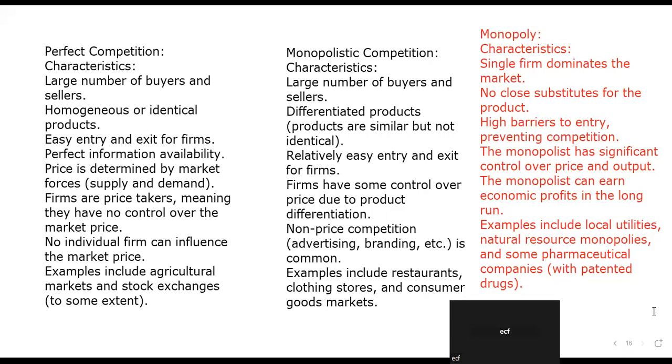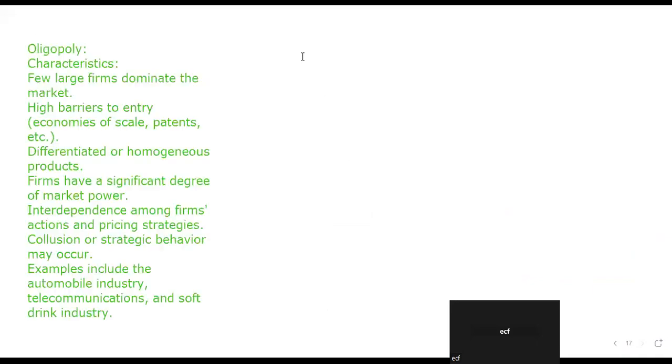And now we go to our topic for the evening, which is an oligopoly. So in an oligopoly, the following is what happens. So oligopoly is a market structure that has few large firms that dominate the market. There are heavy barriers to entry, and goods are both homogeneous and heterogeneous. There's significant degree of market power and interdependence among the firms. There are collusions or strategic behaviors that may occur. Examples could be the automobile, telecommunication, the drink industry.